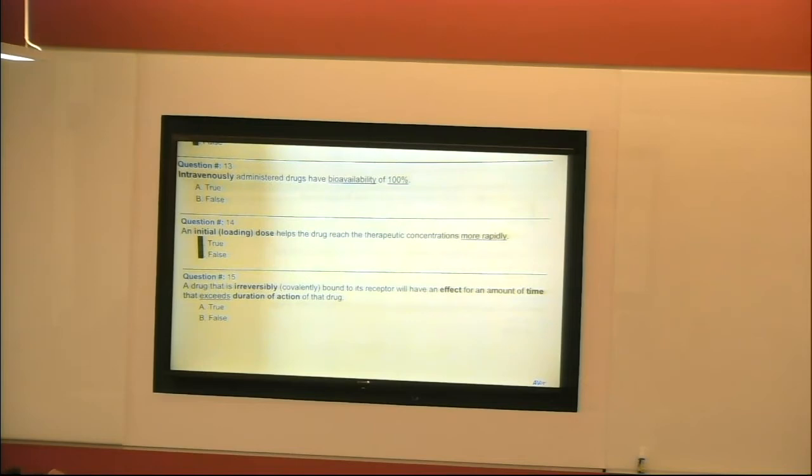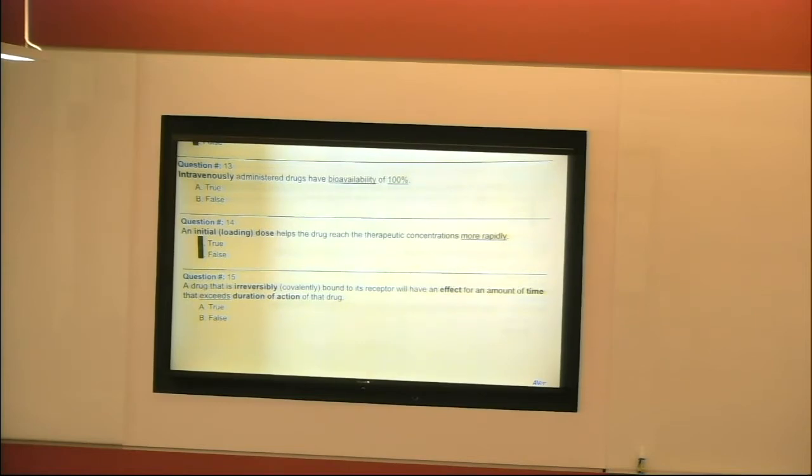Okay, so let me try to repeat. If you look at the curve where it shows the duration of action, as soon as the drug gets above the minimum therapeutic effect, it starts producing the therapeutic effect, right? And then when it's eliminated, as the concentration goes below the minimum therapeutic effect, presumably the effect should stop, right?